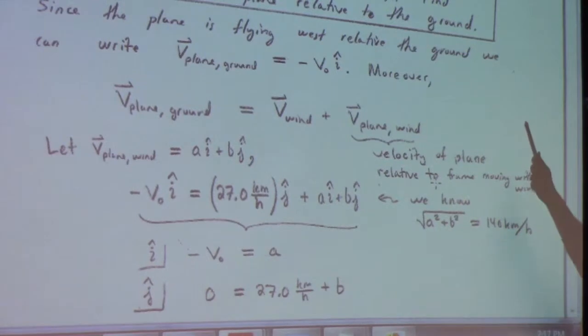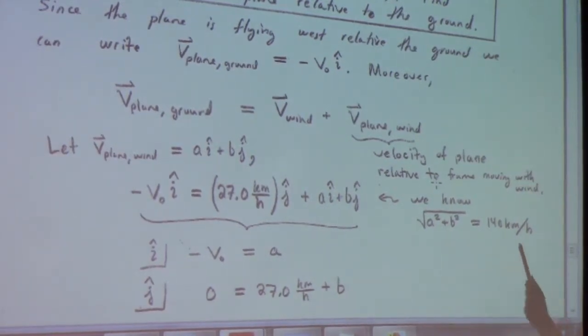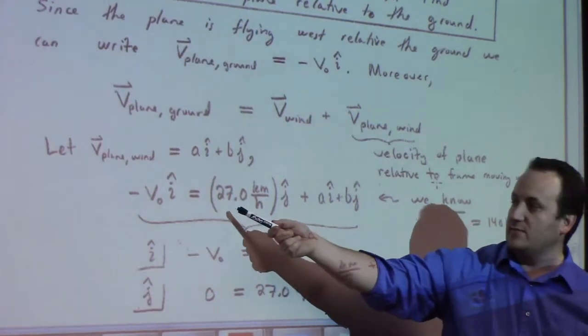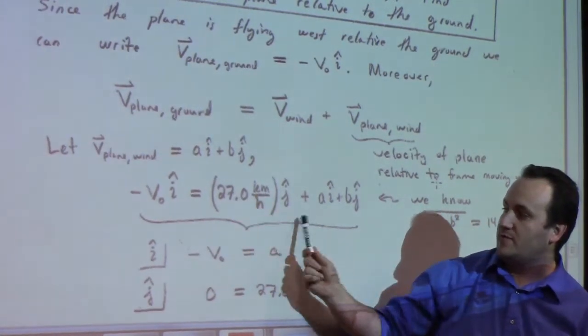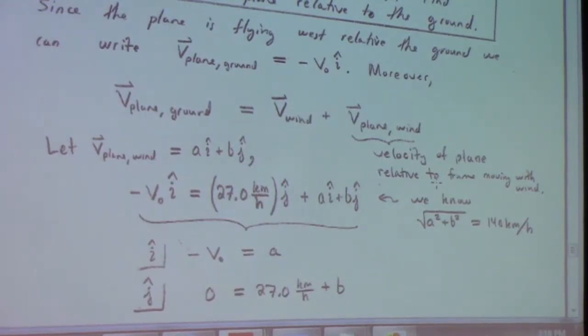And then the velocity of the wind. Well, I'm given that the wind is 27 kilometers per hour north. So that's why I'm able to say velocity of the wind, 27.0 kilometers per hour j hat. It's north. And then plus A i hat plus B j hat.